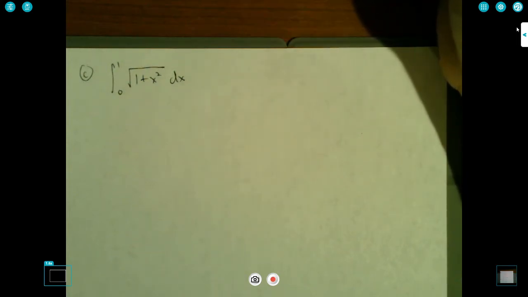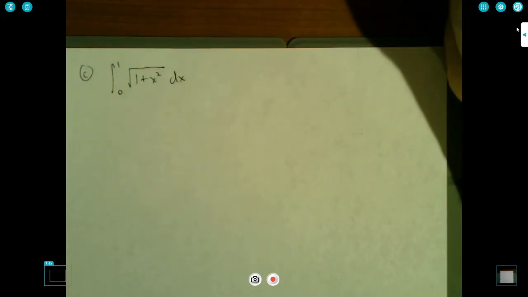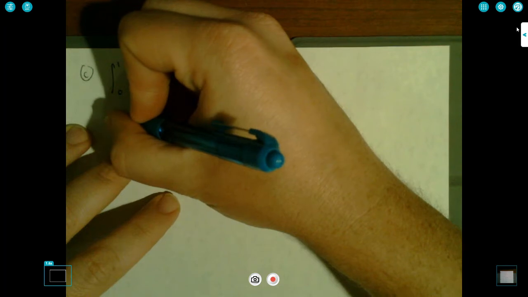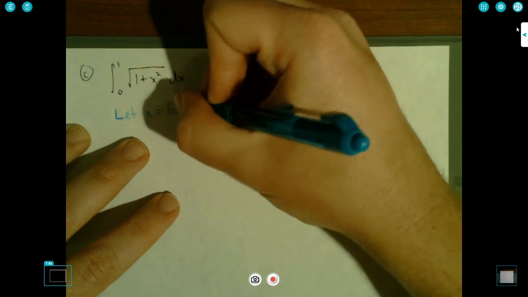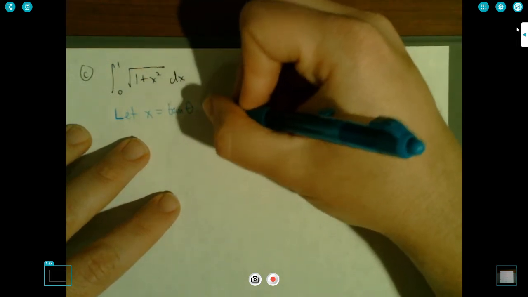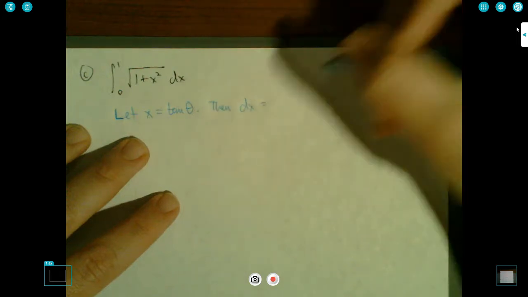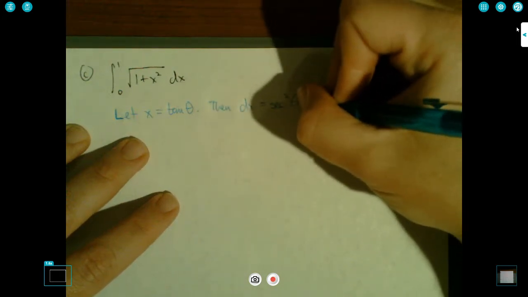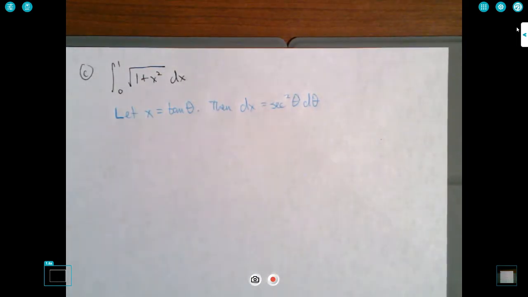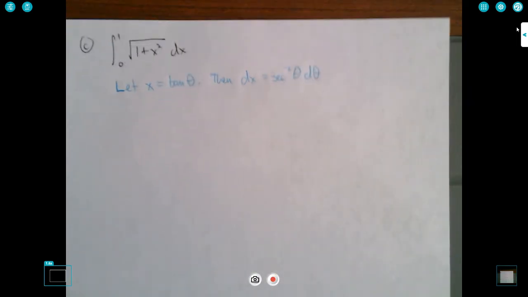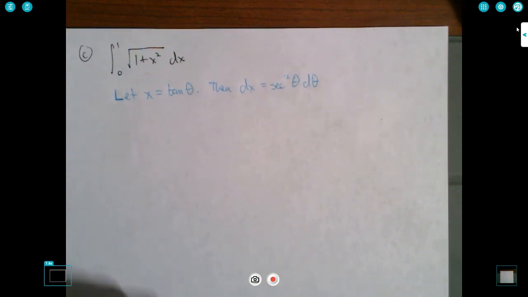So in this case, I've got an a squared plus x squared. That's a tangent format, right? So I'm going to let x be a tangent theta. A in this case is just 1. So I'm going to say let x be tangent theta, right? Then dx would be secant squared theta d theta. And I can make all of my replacements.